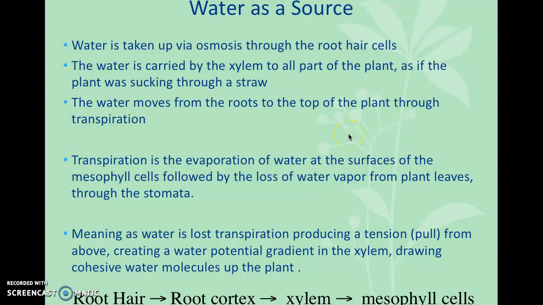So water is taken up via osmosis through the root hair cell. The water is carried by the xylem to all parts of the plant as if the water was sucking through a straw. The water moves from the root to the top of the plant through transpiration. Transpiration is the evaporation of water at the surface of the mesophyll cells, followed by the loss of water vapor from plant leaves through the stomata. Meaning, as water is lost, transpiration produces a tension, which is a pull, from above, creating a water potential gradient in the xylem, which draws cohesive water molecules up.